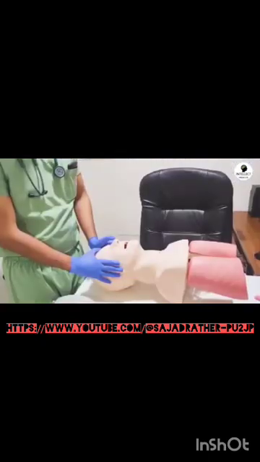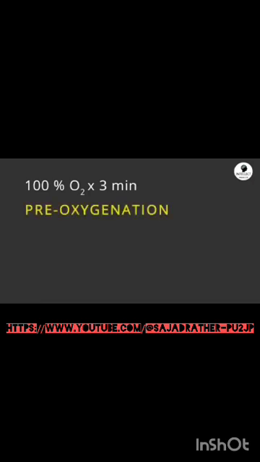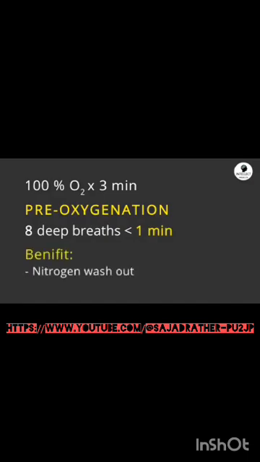Before giving any kind of drugs to the patient, you need to administer 100% oxygen via a Vein circuit for at least 3 minutes, and this is called pre-oxygenation. This can be done by asking the patient to take 8 deep breaths within 1 minute. This is done to have a nitrogen washout as well as to increase the oxygen reserve.